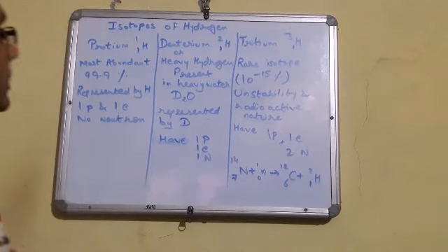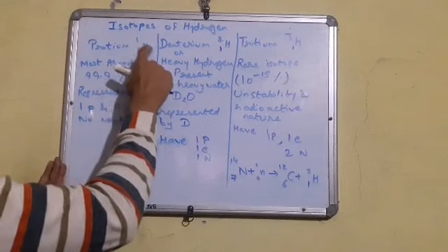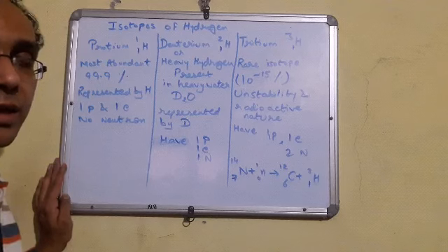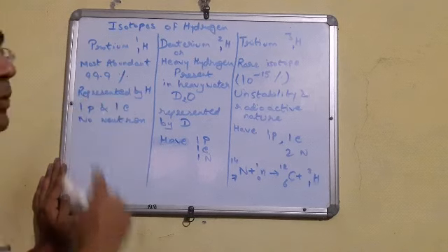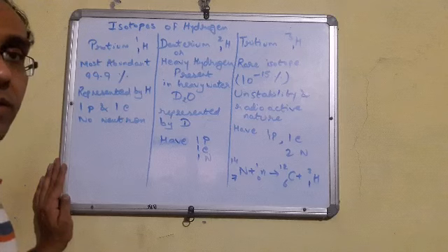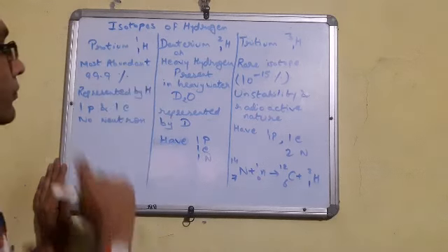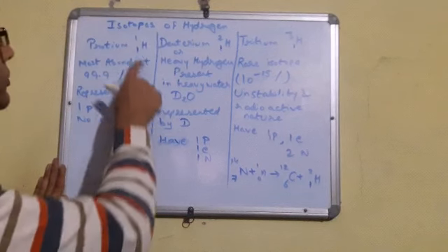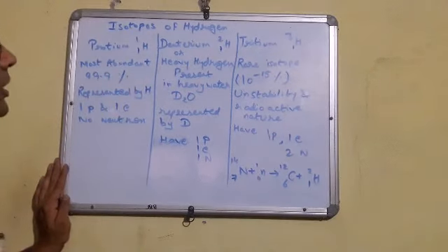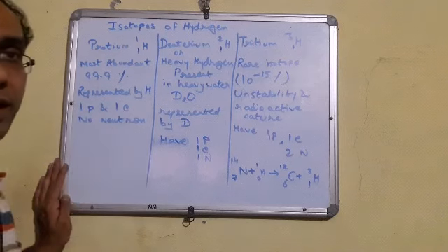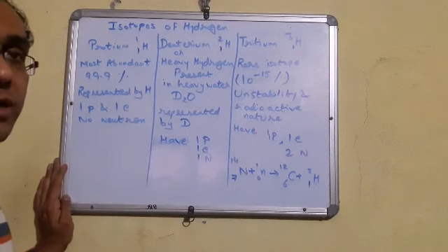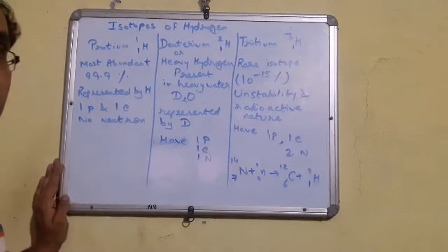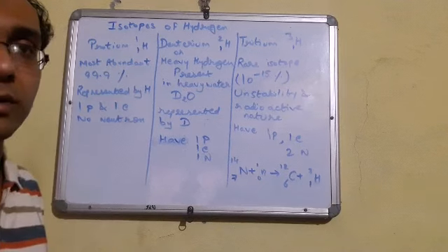Let's see one by one. First is protium, represented as 1H1. It is the most abundant isotope of hydrogen present on earth, about 99.9%. Whenever we use hydrogen, we use protium. It is represented by the symbol H. Whenever we use H, that means we are using protium. Fine. It contains one proton and one electron. It does not contain a neutron. That means it is the only isotope of hydrogen which does not have all three subatomic particles, because it does not have a neutron.